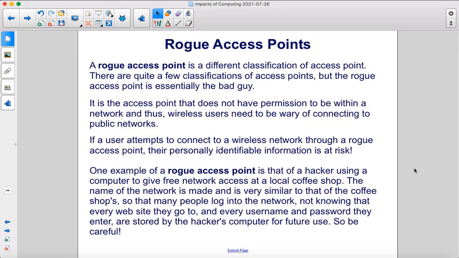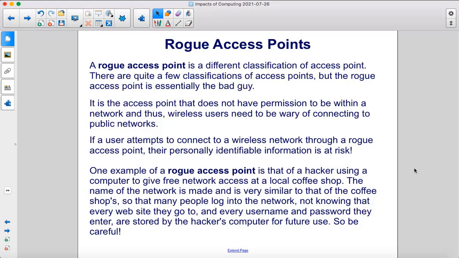A rogue access point is a different classification of access point. There are quite a few classifications of access points, but the rogue access point is essentially the bad guy. It is the access point that does not have permission to be within a network, and thus wireless users need to be wary of connecting to public networks. If a user attempts to connect to a wireless network through a rogue access point, their personally identifiable information is at risk.